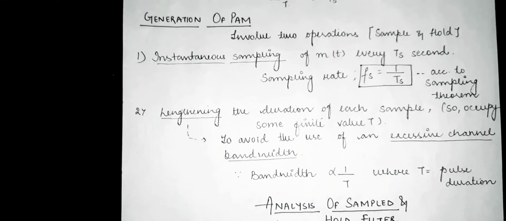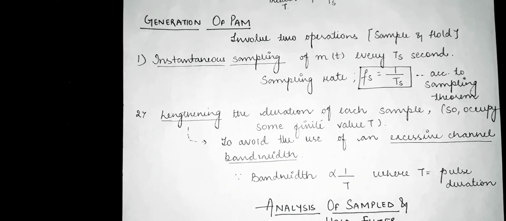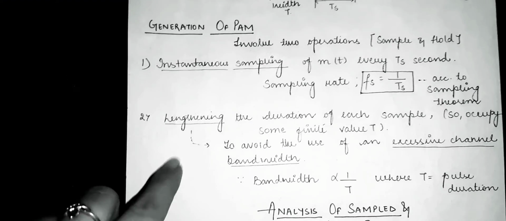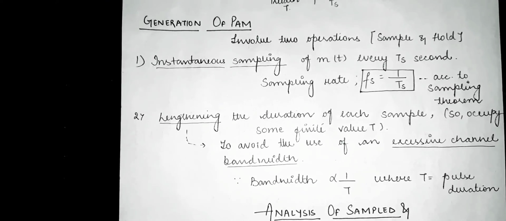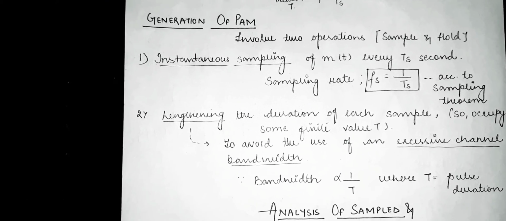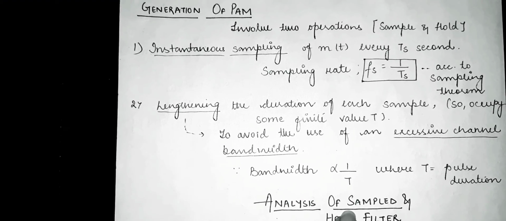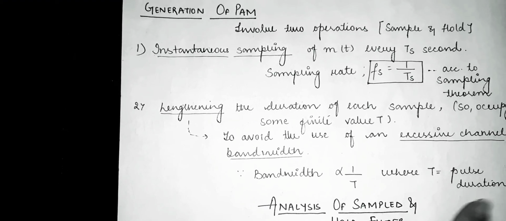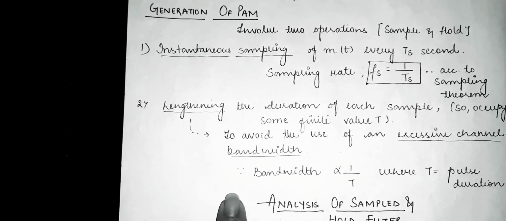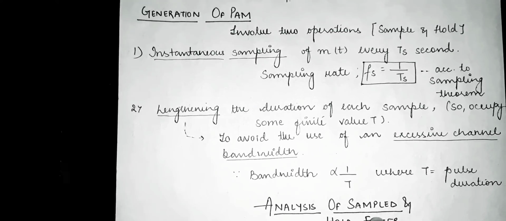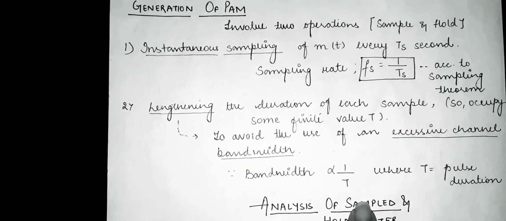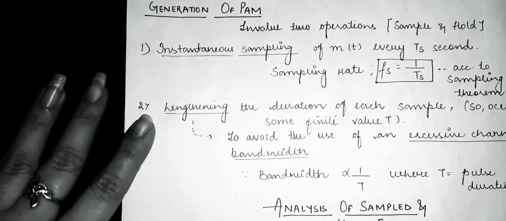To occupy some finite value T, we use lengthening, and to avoid the use of excessive channel bandwidth, we have bandwidth inversely proportional to T, where T is your pulse duration. So we can say if the channel bandwidth increases, then T decreases. Clear? The pulse duration will decrease.